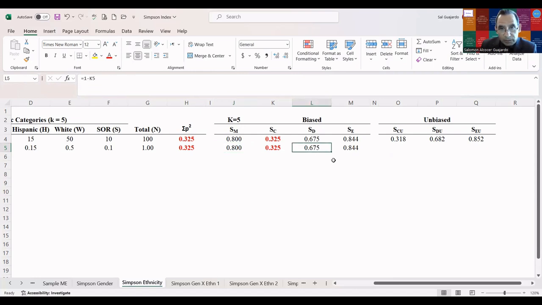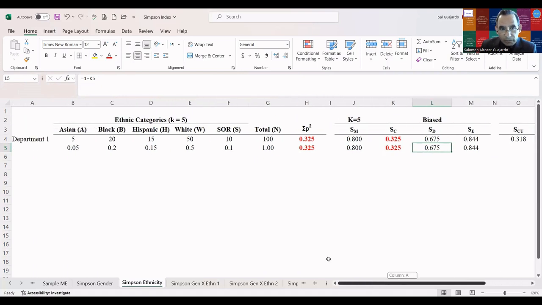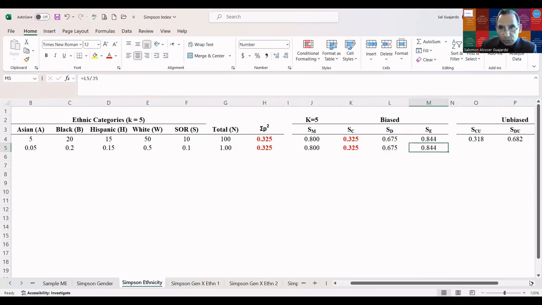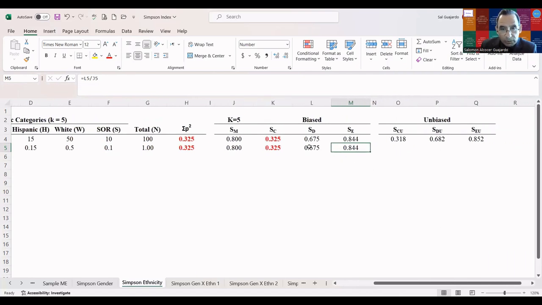Now to calculate the bias score for gender, it's going to be 3.5. Subtract that from 1. That's going to be 0.675, which means that there's a 68% chance that if I randomly select individuals, that they will belong to the same gender group. When I want to get the bias standardized score, that's going to be 0.675 divided by 0.80. That's 0.844, which means that the department obtained 84% of the maximum possible score of 0.80.